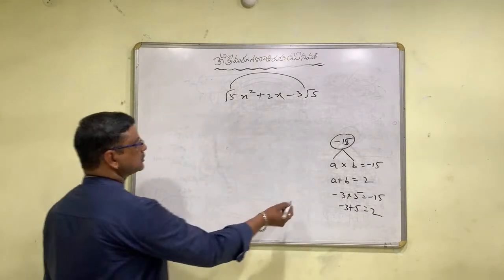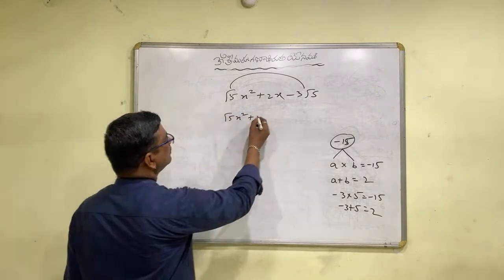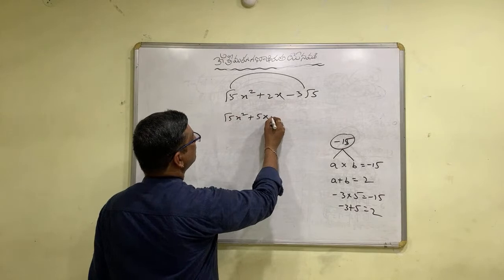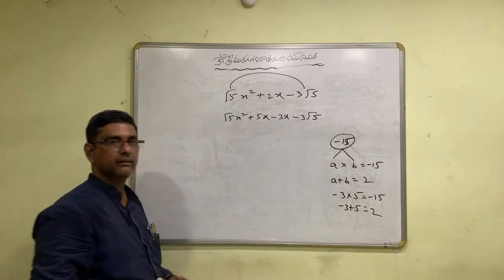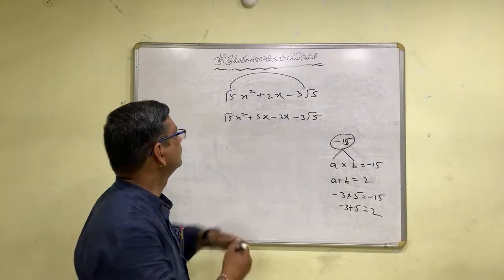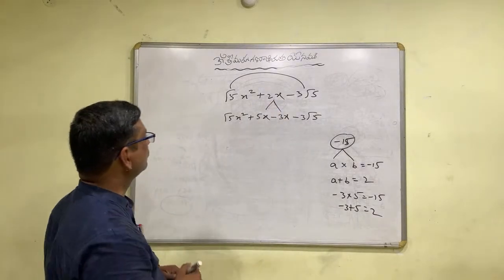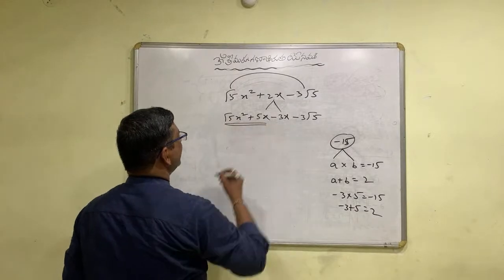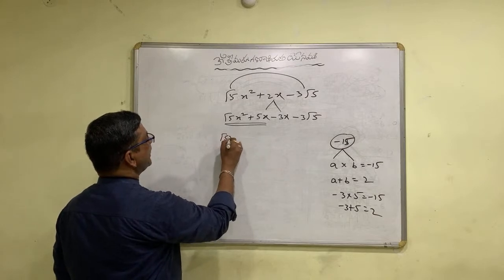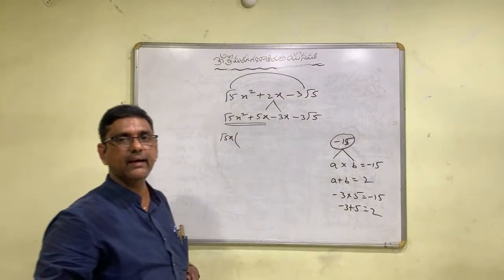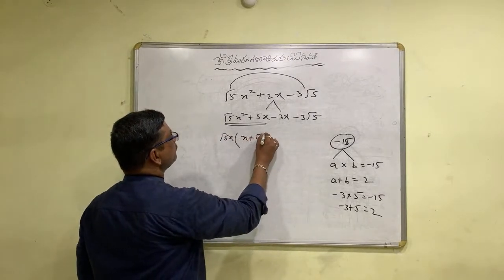Now substitute. Root 5x square plus 5x minus 3x minus 3 root 5. This 2x we split like this. Now, what can we take common over here? We can take root 5x common. So remaining is x plus root 5.